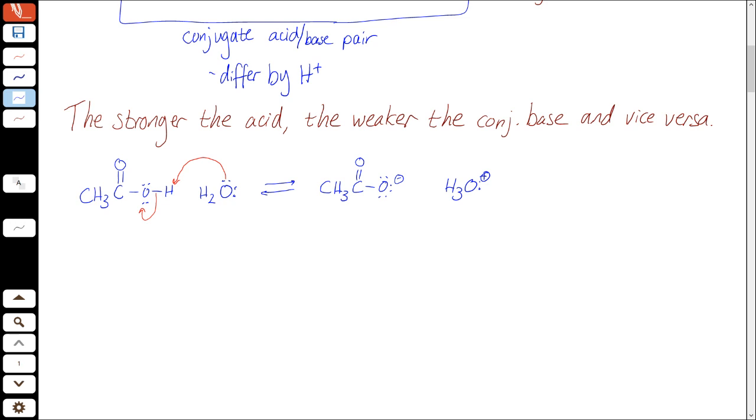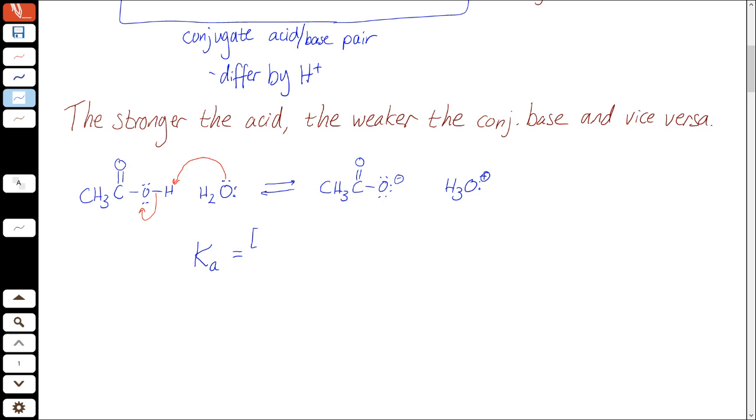And so the equilibrium constant of this reaction is what describes which side of the reaction is favored. We can write a constant called the Ka, which is a ratio of the concentrations of some of the different species. We're not going to do all the math on this.